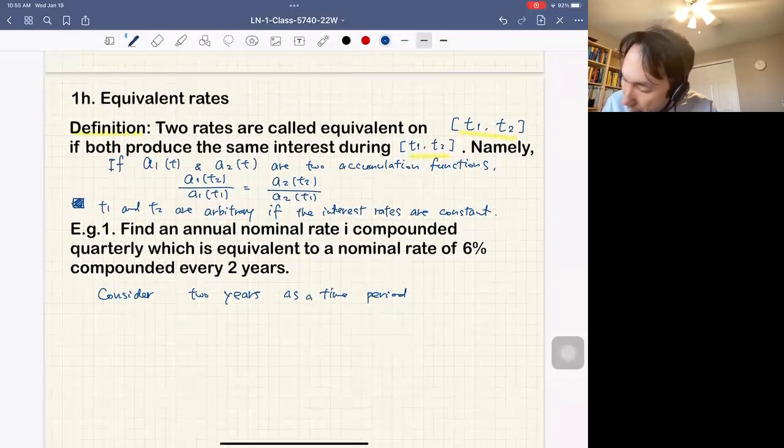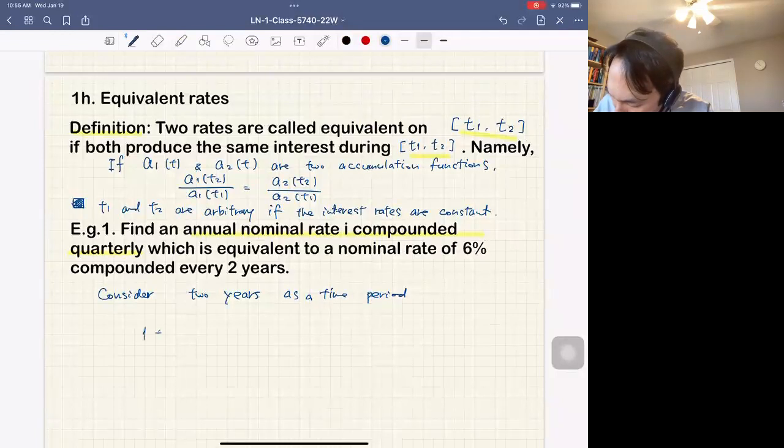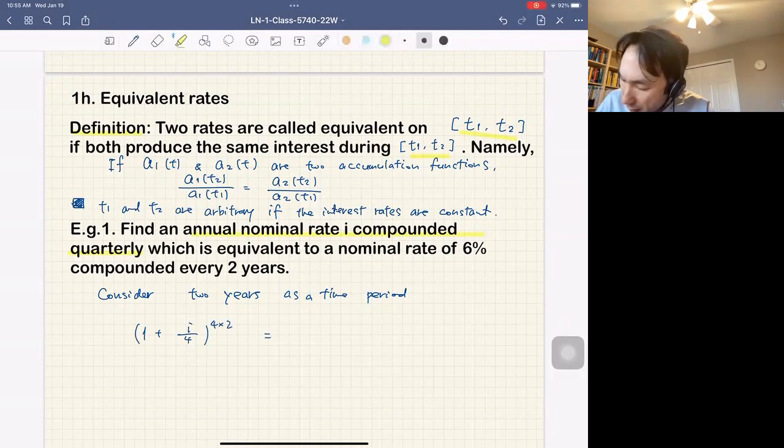So at first, what is the effective rate for this one? The effective rate for this one is (1 + i/4) to the power 4. This is for 1 year, so for 2 years, 4 times 2. Then what's the next one? So this is this one. And what's the next one?